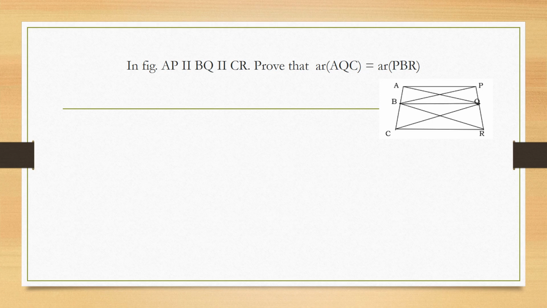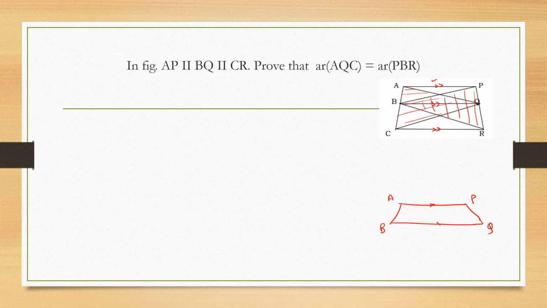Here we are given that AP is parallel to BQ is parallel to CR. Okay. We have to prove that area of AQC, this one, is equal to area of PBR, this one, right? So which property can I apply? Alright, can you see just this portion? APQB.